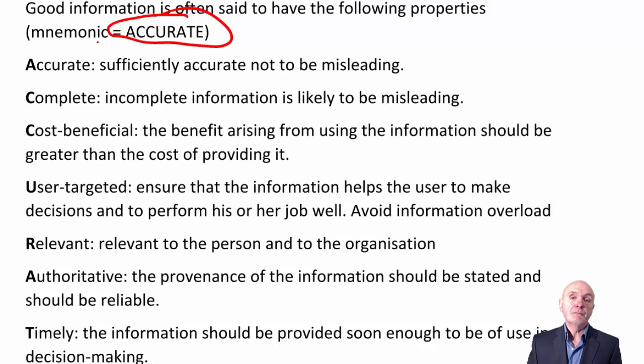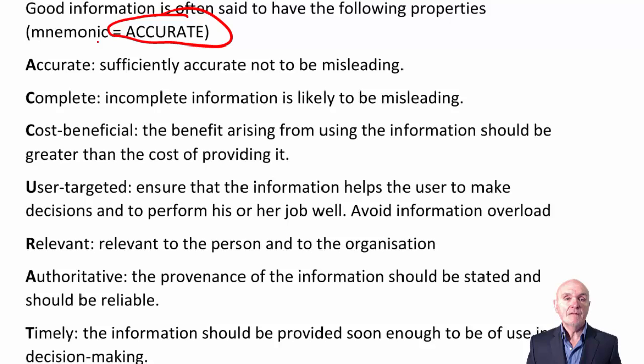Relevant to the person in the organization. How will it help you change what you do? How will it help you make your decision and so on? How will it help the organization fulfill its mission? Just because you can have information doesn't mean that information is relevant to anything. Just because you can measure something doesn't mean those measures are in some way going to be useful.